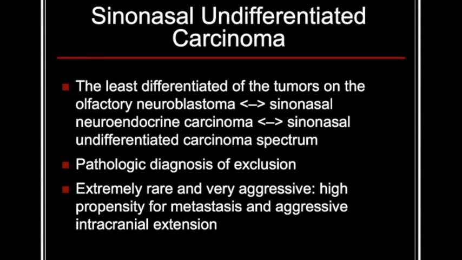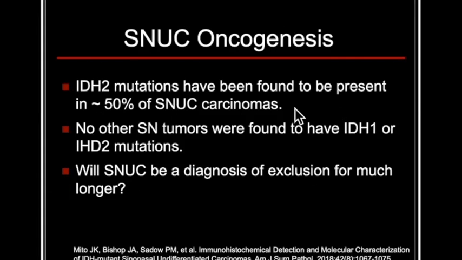The sinonasal undifferentiated carcinoma is probably one that comes most to mind. This is the least differentiated of the tumors on the olfactory neuroblastoma, sinonasal neuroendocrine carcinoma, sinonasal undifferentiated carcinoma spectrum. It used to be, or I guess probably still is, a pathologic diagnosis of exclusion. It's extremely rare and very aggressive, and has a high propensity for metastasis and really aggressive intracranial extension.